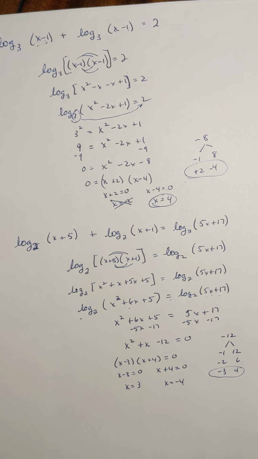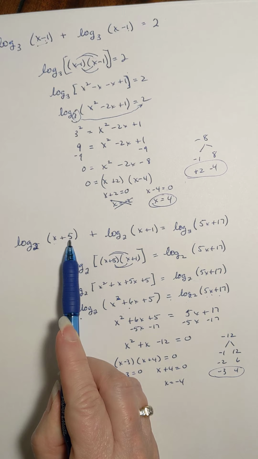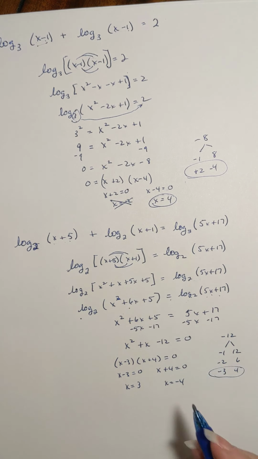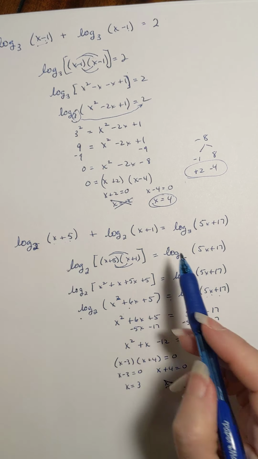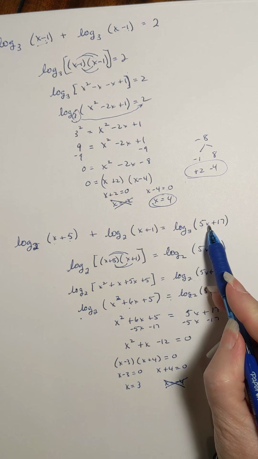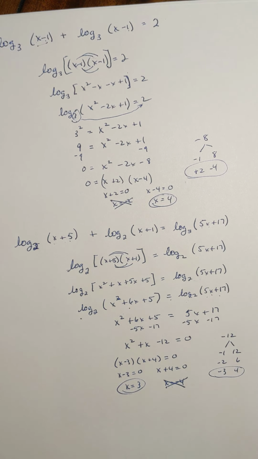So again, we need to check and see if we're putting any negatives. So negative 4 plus 5, that would be okay. That would be positive 1. But then negative 4 plus 1 is negative 3. So can't do it. But let's check the 3. So this would be 3 plus 5 would be 8. 3 plus 1 would be 4. And then 3 times 5 is 15, plus 17 is 32. So this one works fine.